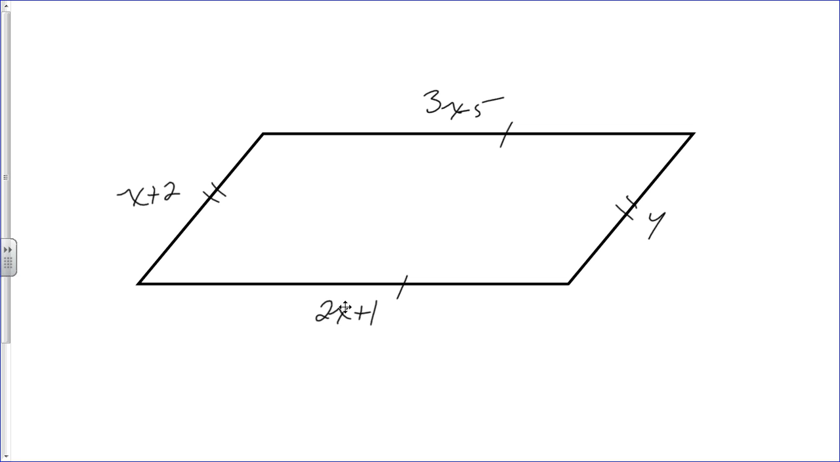So we're going to have to solve for x to prove that these two sides are congruent. So 2x plus 1 equals 3x minus 5. And we also know that x plus 2 equals y. This is obviously the most logical one to solve first because this one has two variables. And once we solve for x, we can just plug it in, add 2, and get y.